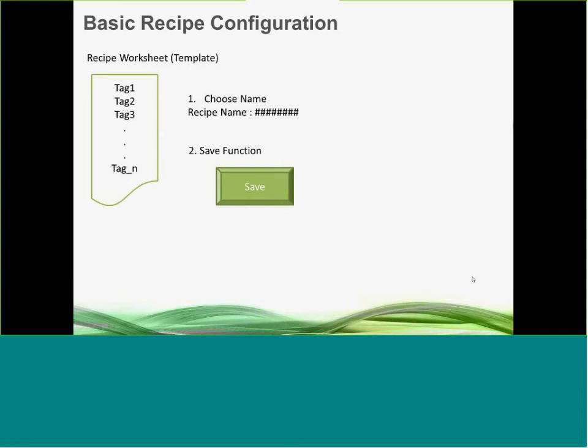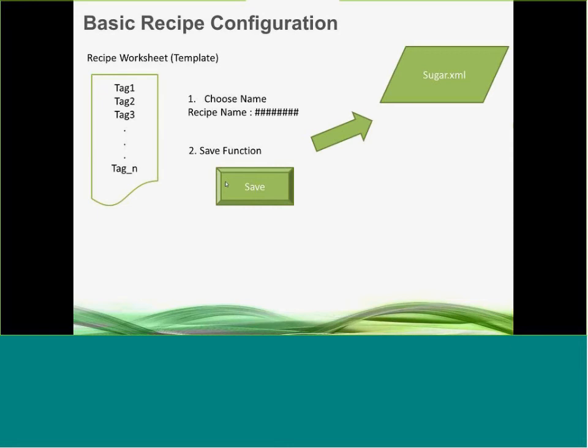So today, what we're going to do is show you the basic configuration. I'm going to create a recipe worksheet with the names of the tags, and that will be my template. And then I'm going to create a very basic interface on a screen. I'm going to make a way to choose the file name or the recipe name. That'll be used as the file name. So you're going to type that in, and then we're going to make a button to then save the recipe.